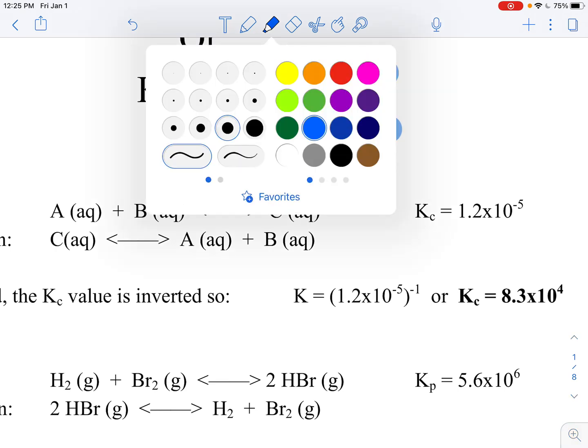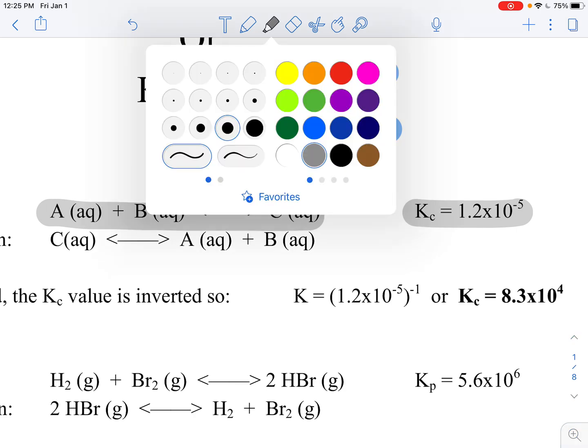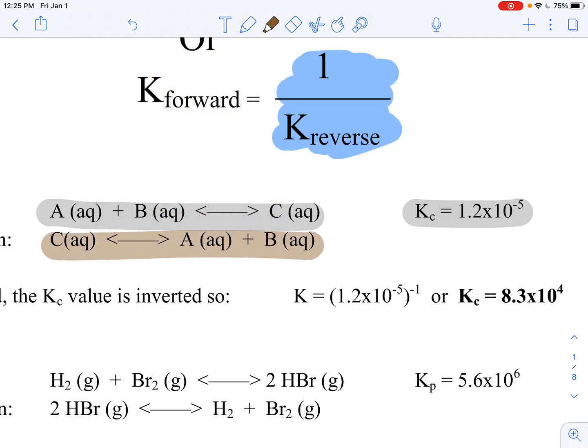So let's look at an example. For our example, what we have here is A plus B goes to C, and the value is 1.2 times 10 to the negative fifth. But let's say I don't want that. Let's say that instead of that, I want it to be the reverse of that. So I have flipped it. The C is now on the left and the A and the B are now on the right over there. So if I flip this equation, in the olden days, I would just call this negative 1.2 times 10 to the negative fifth, but that's wrong. That is using wrong mathematical logic for this.